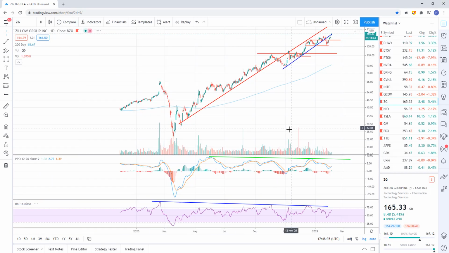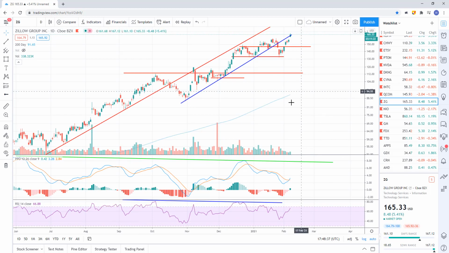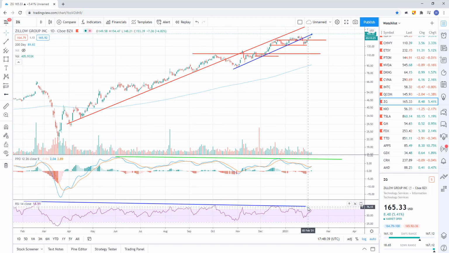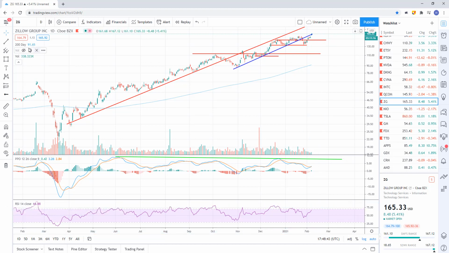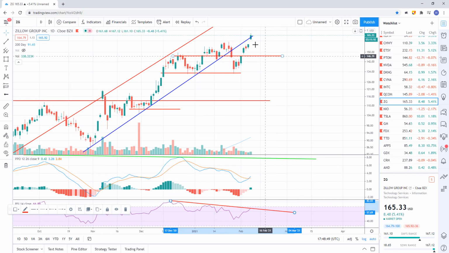If I look at the daily here, negative divergence, and this is a divergent high. So let me extend that. I'll just show you just recently. There's the divergent high. You can see lower momentum and yet new marginal higher price.